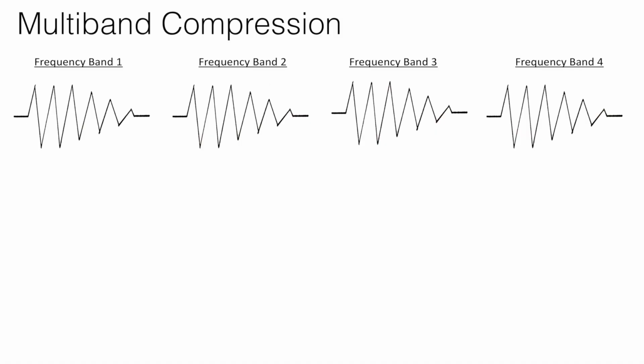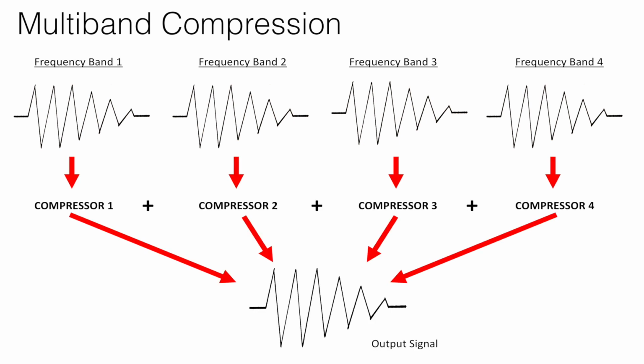Multiband compression. Multiband compressors split all the frequencies in your mix into broad frequency bands. Each frequency band is then passed through its own individual compressor. These signals are then recombined. It's used mainly in mastering because it makes broad changes, but this really is a subject that deserves full attention in a separate video.